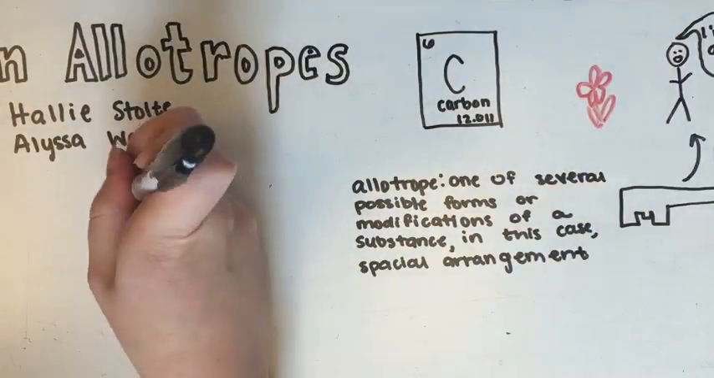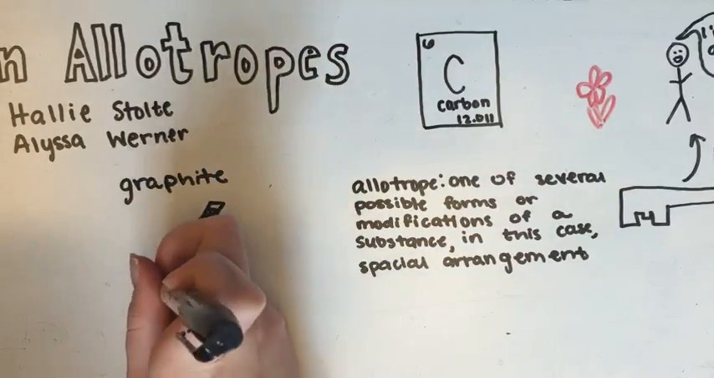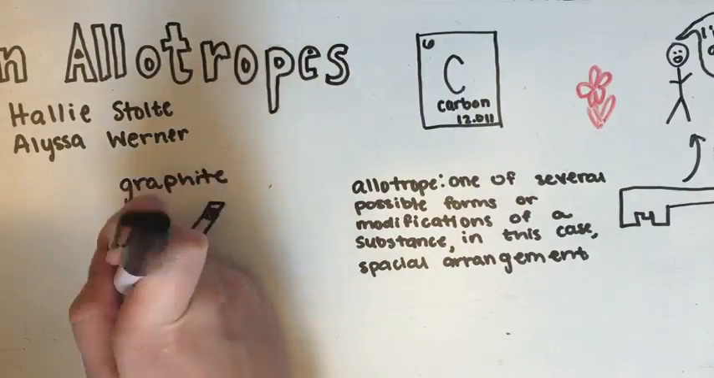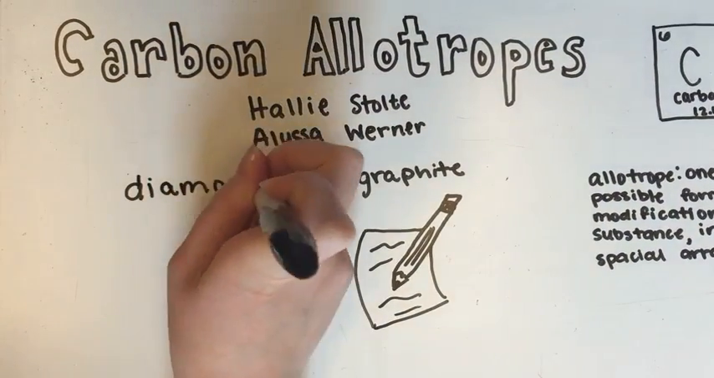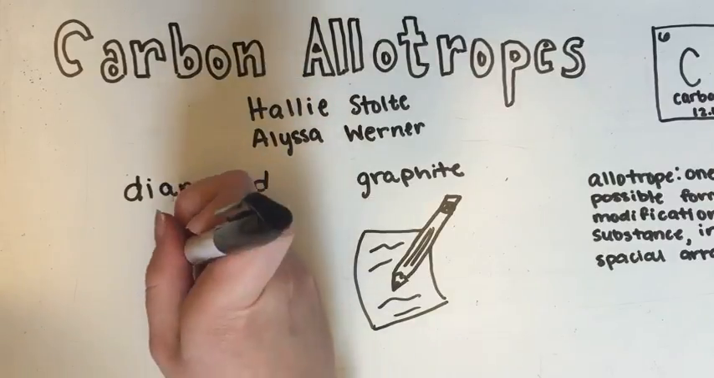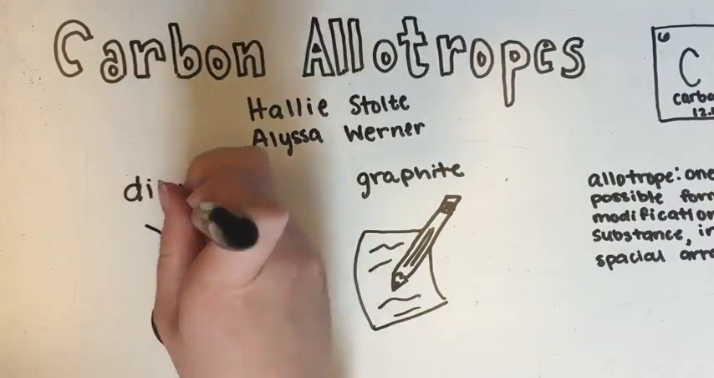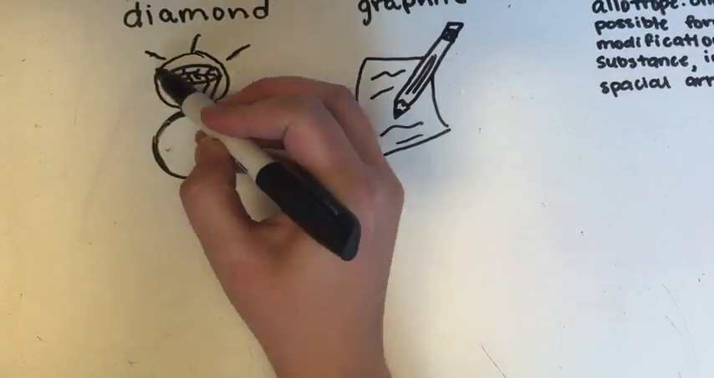Like we talked about earlier, some allotropes of carbon include graphite. Graphite's often found in pencil lead. Another allotrope of carbon is diamond, like in a ring. The difference between these two allotropes of carbon are in their spatial arrangement or structure.